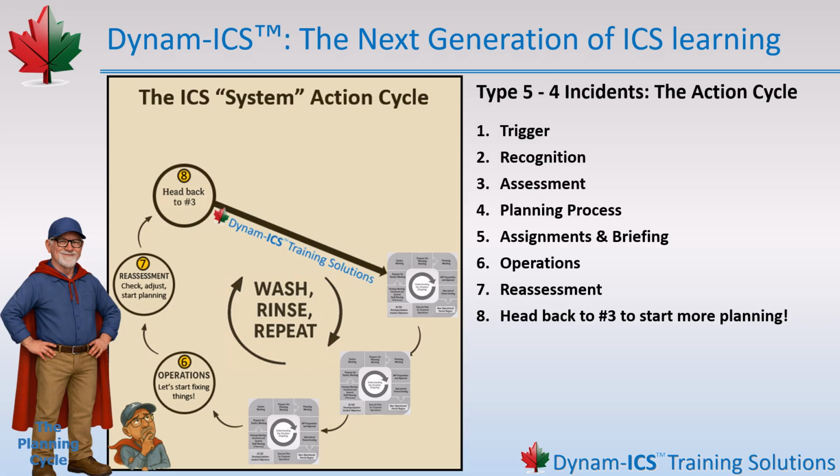Once the first forward planning operational period is established, the planning P naturally evolves into what we refer to as the operational O. At that point, planning, briefing, operations, and reassessment continue in a predictable rhythm from one operational period to the next. So the key takeaway here is simple. The action cycle and the planning P are not competing models. They are the same system applied at different levels of complexity. Type 5 and 4 incidents live almost entirely in the action cycle. Starting around Type 3, that same cycle expands into formal forward planning. And that's the bridge between everyday incident management and the planning cycle.